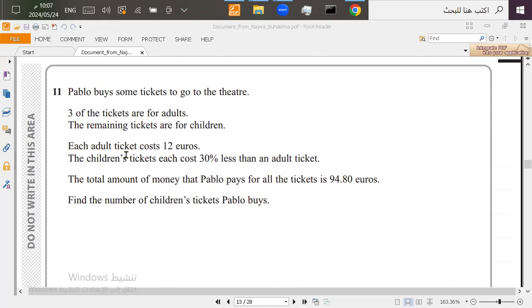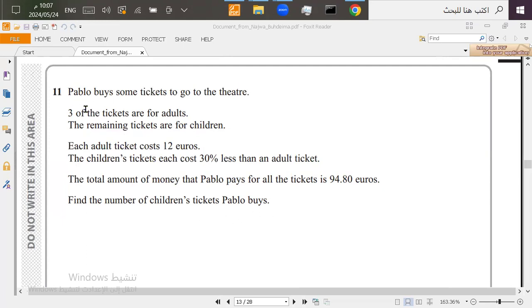Now let's take a look at question 11. Pablo buys some tickets to go to the theater. 3 of the tickets are for adults. The remaining tickets are for children. So he buys some tickets, 3 of them for adults. The remaining are for children. Each adult ticket costs 12 euros. The children's ticket each costs 30% less than an adult ticket. The total amount of money that Pablo pays for all the tickets is 94.80 euros. Find the number of children's tickets Pablo buys.